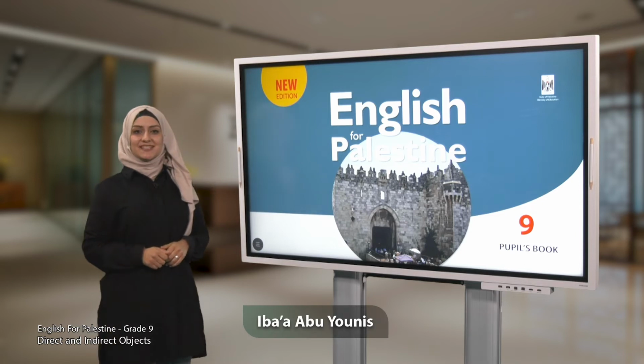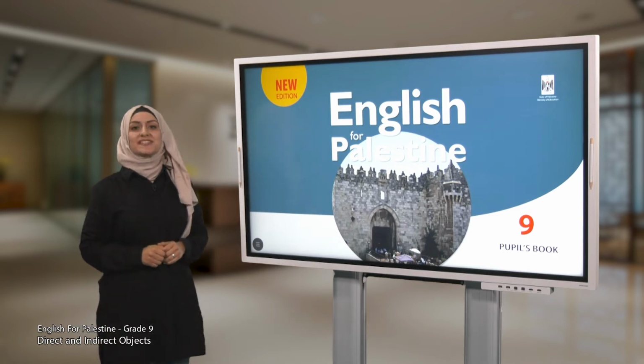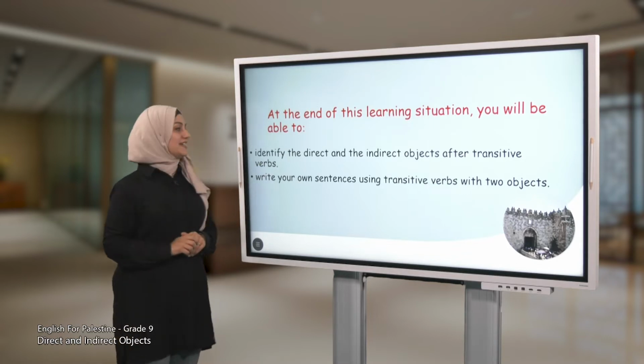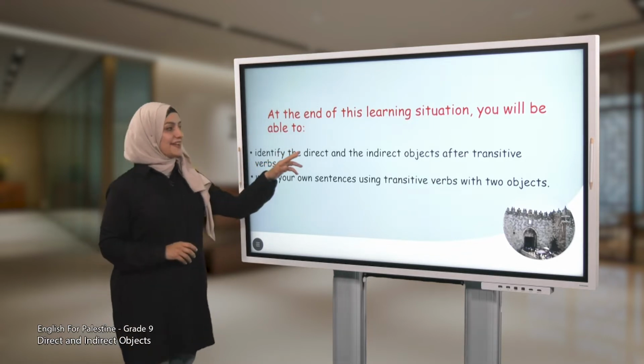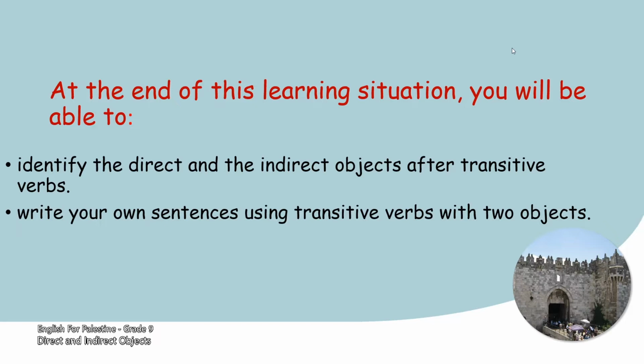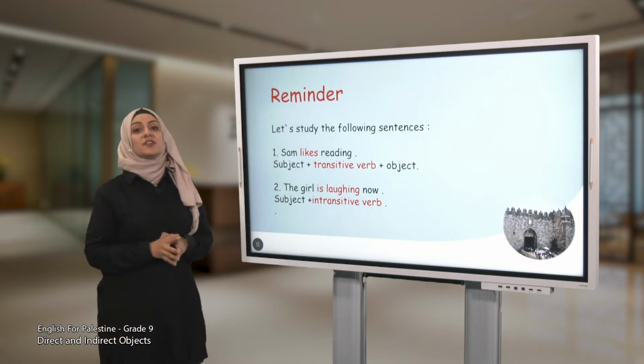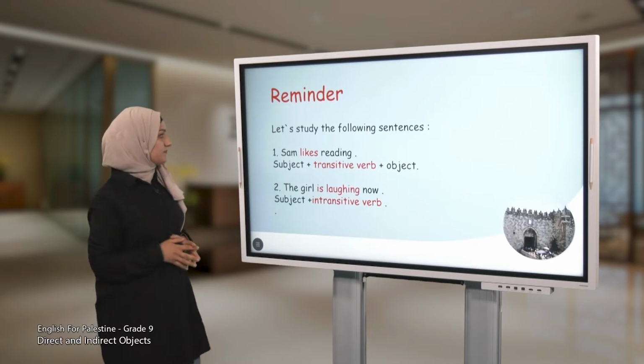Ninth grade students, today we will learn about direct objects and indirect objects. So, at the end of this lesson, you are expected to identify the direct and the indirect objects after transitive verbs and to write your own sentences using transitive verbs with two objects. Let's start.